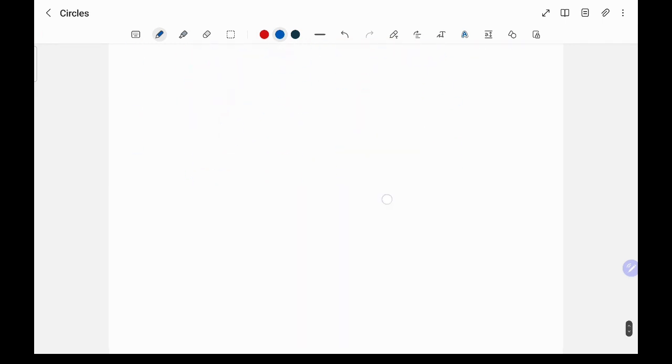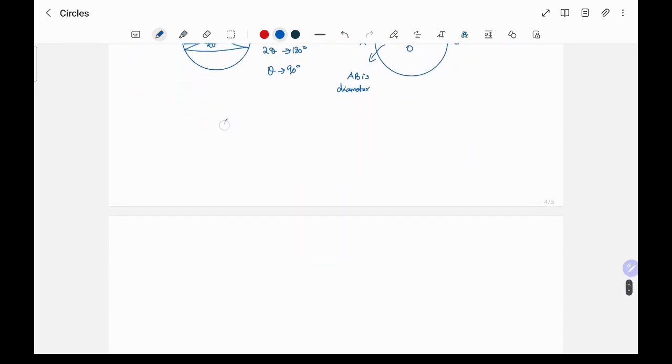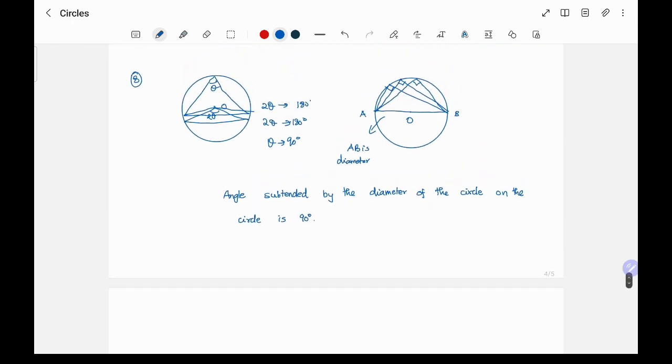So the angle subtended by the diameter of the circle on the circle is 90 degrees. This is also very useful and we'll be using it frequently.